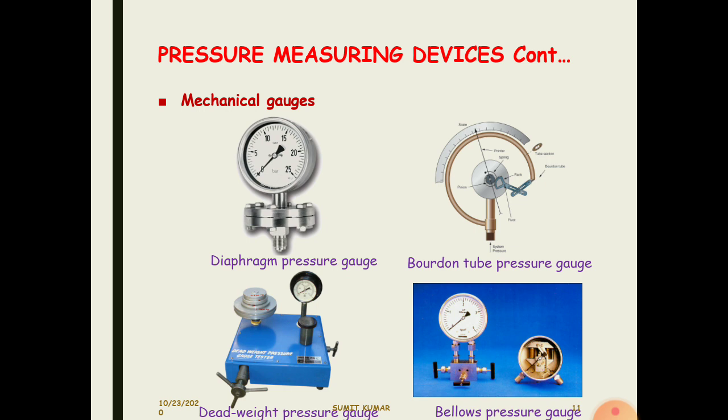Apart from these pressure measuring devices, mechanical gauges are also used to measure the fluid pressure. You might have seen the mechanical gauges at the bicycle or bike service center to measure the air pressure in the tube.